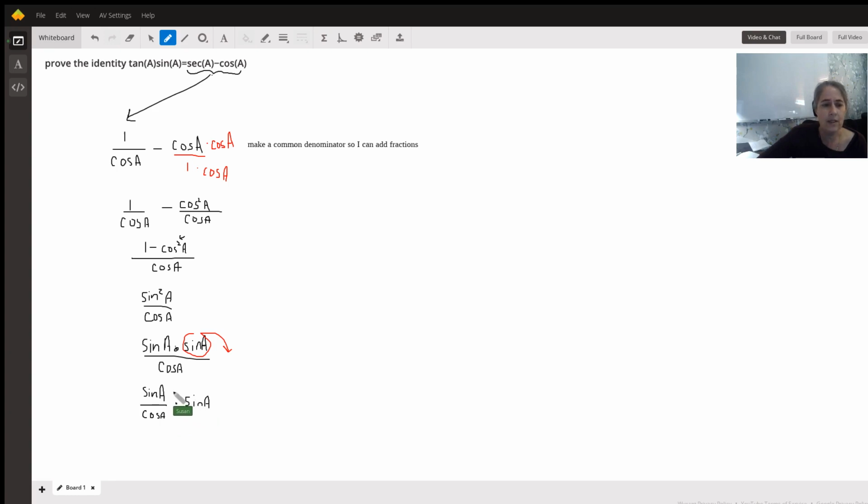And you can see there's my tangent, and there's my sine A, and that is what we're looking for on the left side. So again, it doesn't matter which side you start with, but usually if you start with the more complicated side, you're going to end up being able to find a path to the simpler side because you're simplifying as you go.